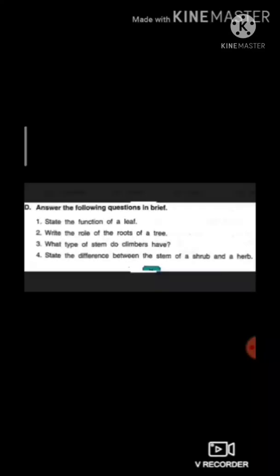First one is your shrub. Its stem is woody but is not as strong as trees. And the next is herb. It has thin and green stem and is not woody. Students, as I have discussed all the questions with you, you have to write all the answers in the book only.